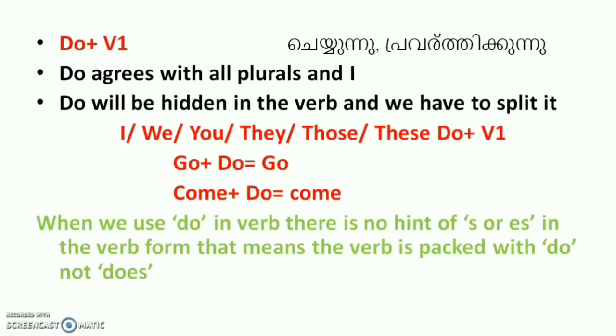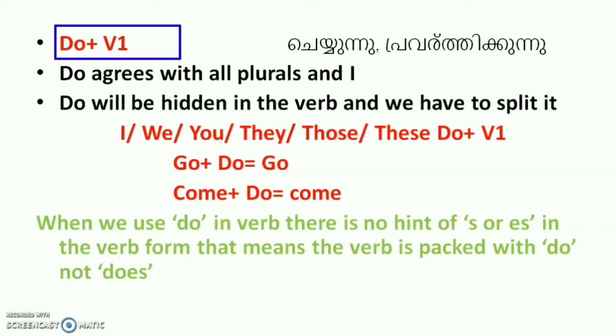And likewise, we can discuss do, the auxiliary do. Do means the same as does, cheyunnu, pravartikunnu. That also goes along with the V1 form. Do plus V1. That means do plus go becomes go. Likewise. But do agrees with all plurals and I. That is most important. Does agrees with only third person singular subjects.